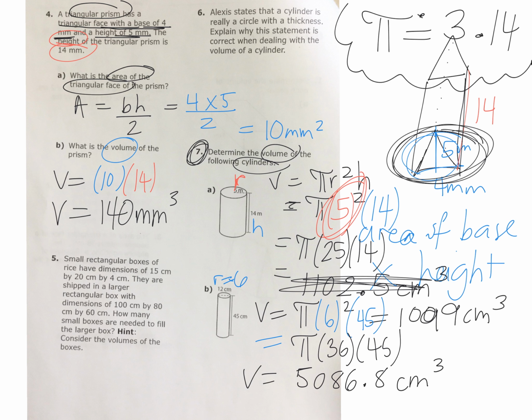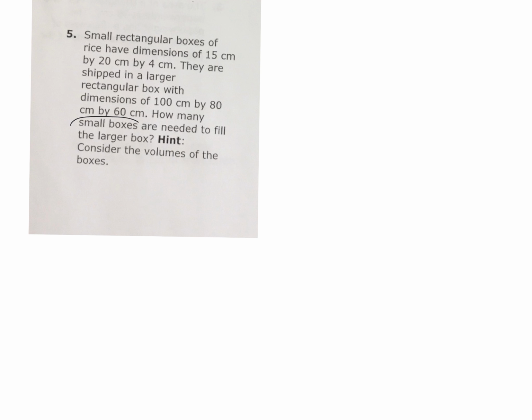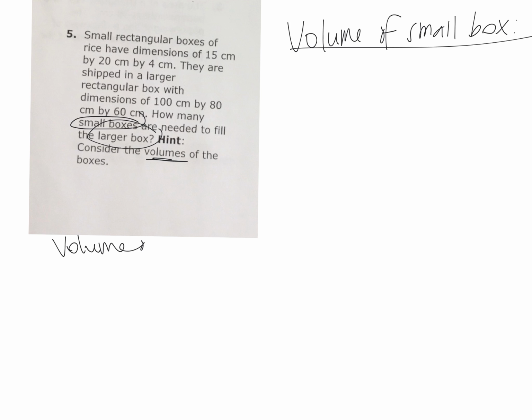We have to figure out how many small boxes are needed to fill the larger boxes. The hint is find the volumes of the boxes. How many boxes are there? So we're going to find the volume of the small box, and then we have to find the volume of the large box. If it's a box, what is the shape of it? It's a rectangular prism. We don't know if it's a cube because not all the side lengths are the same. Okay. What is the formula for volume of a rectangular prism?